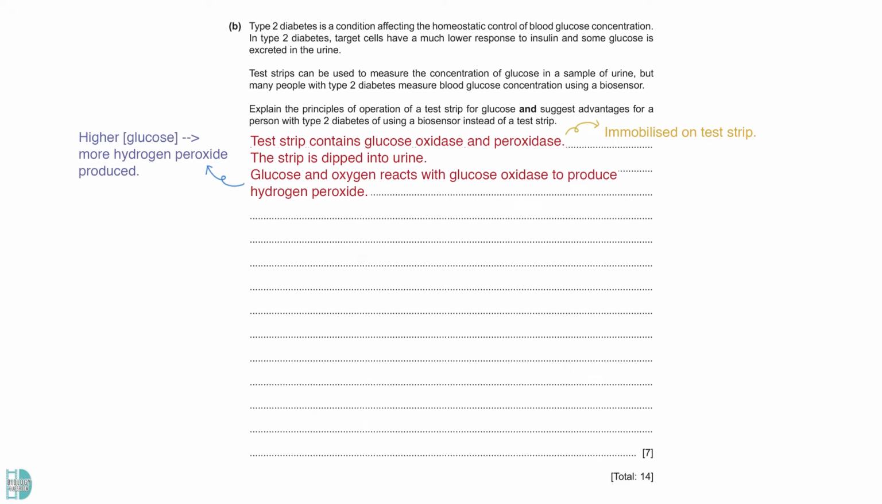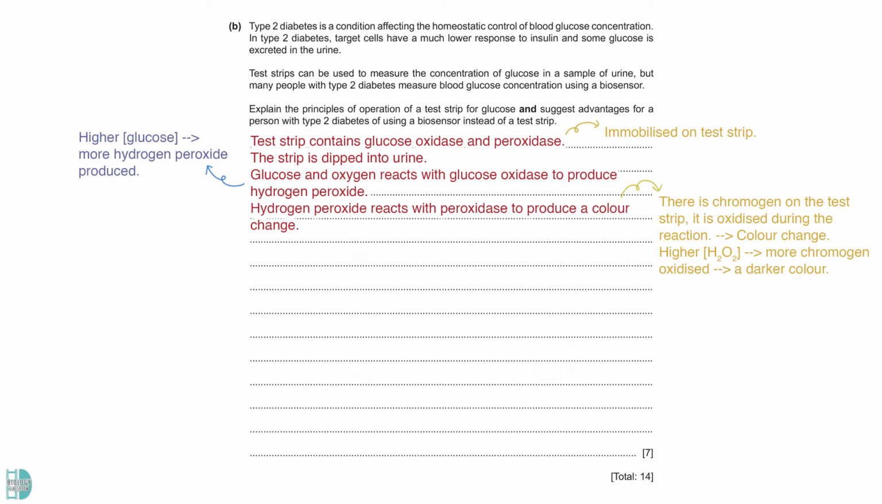B. Explain the principles of operation of a test strip for glucose and suggest advantages for a person with type 2 diabetes of using a biosensor instead of a test strip. A glucose test strip contains two immobilized enzymes, glucose oxidase and peroxidase. The strip is dipped into the urine sample. Glucose and oxygen in the urine react with glucose oxidase to produce hydrogen peroxide. The higher the glucose concentration, the more hydrogen peroxide is produced.